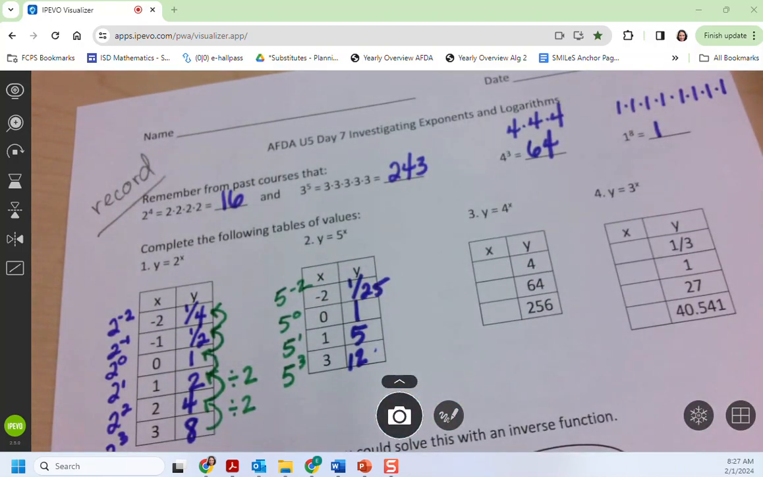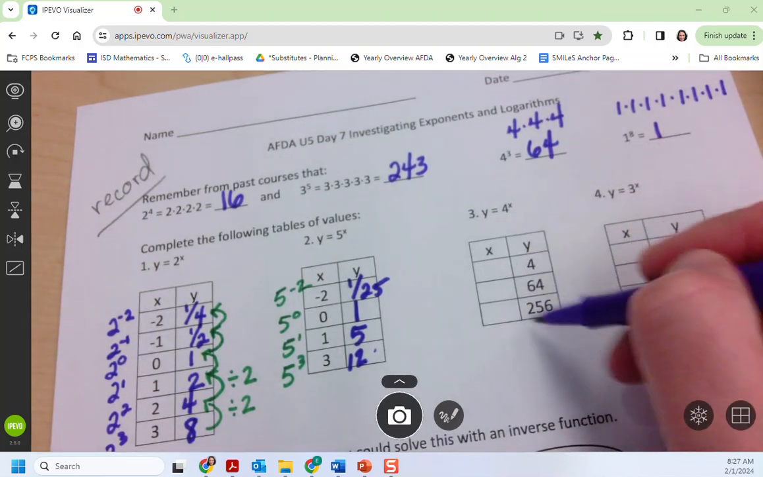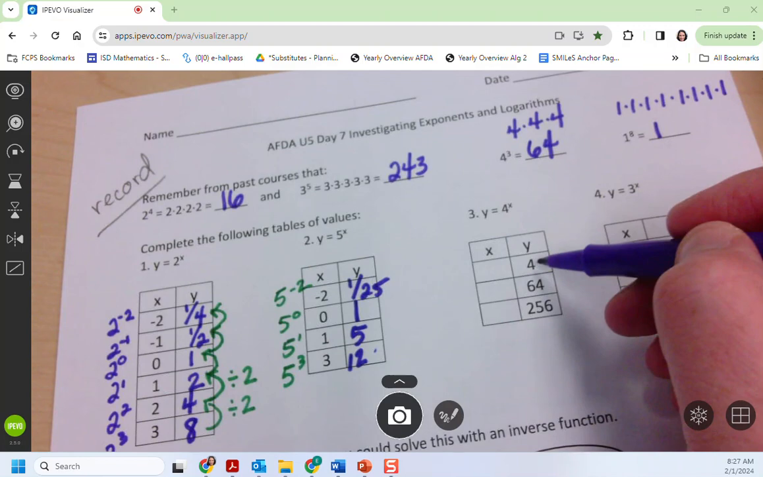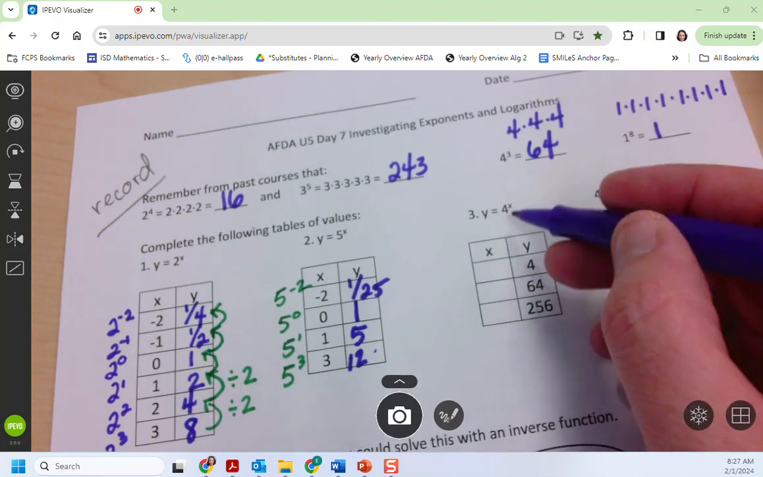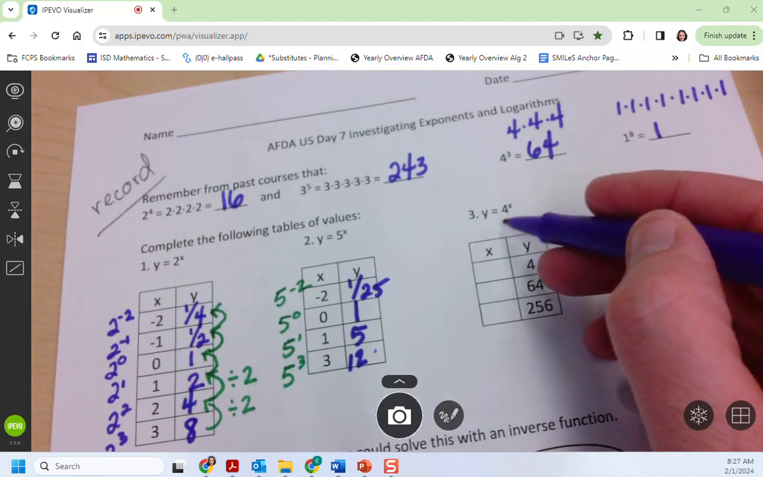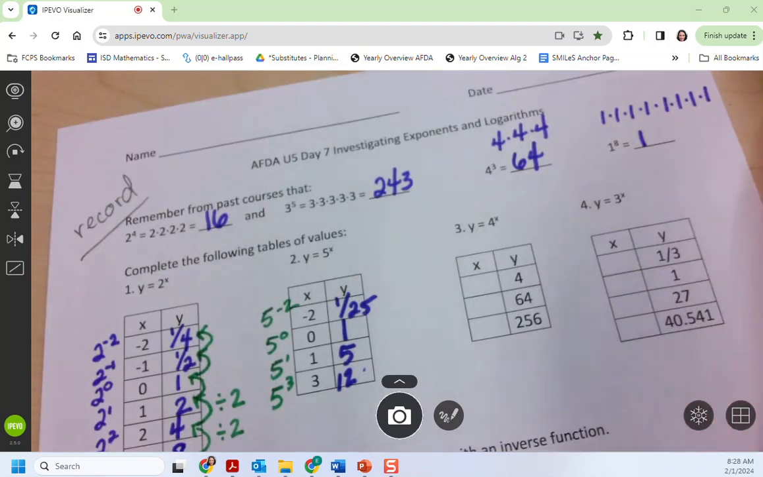Okay, so I'm going to give you guys a minute, and I want you to try to find the exponents that would give you these answers. So it's going to be 4 to some power gives you 4, 4 to some power gives you 64, and 4 to some power gives you 256.